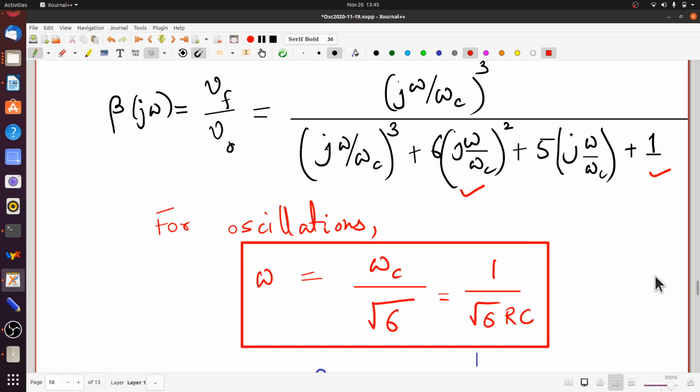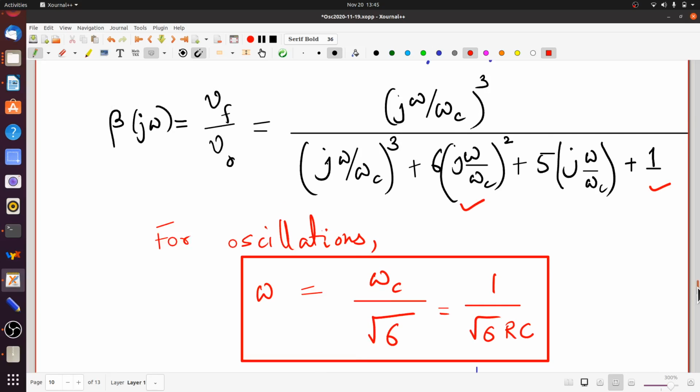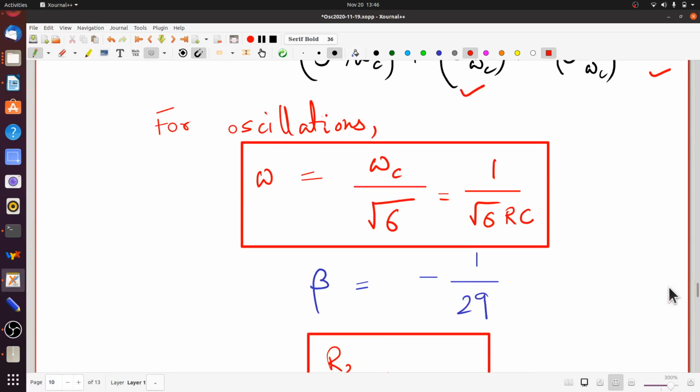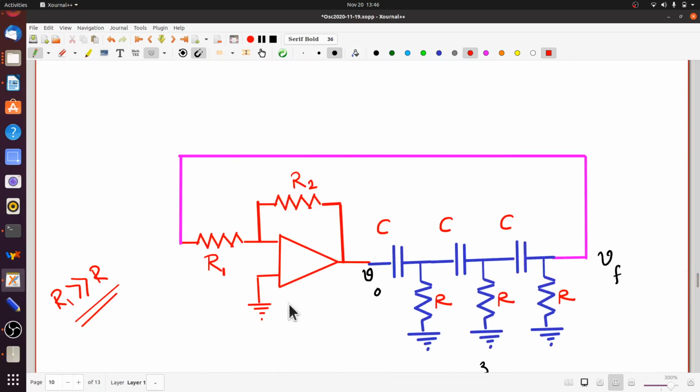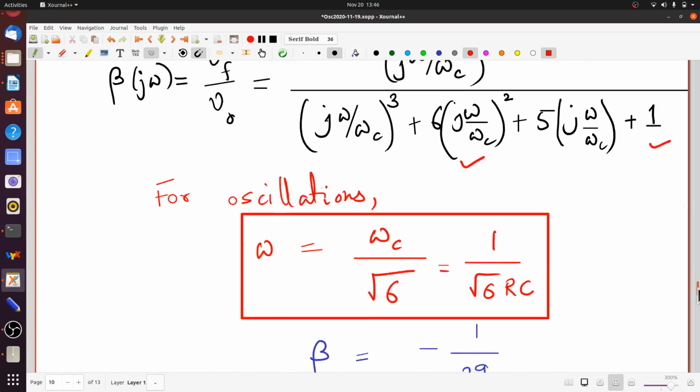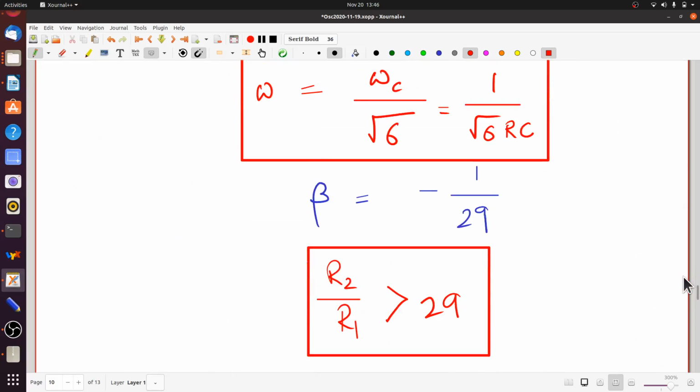Not only that, the value of beta at this frequency is also different. You can easily check that beta turns out to be minus 1/29th here as opposed to minus 1/8 in the previous case. So here what we want is the gain of the amplifier must be at least minus 29 in order that the oscillations start growing. So R2 by R1 has to be bigger than 29. So this is the condition for this particular oscillator to work.